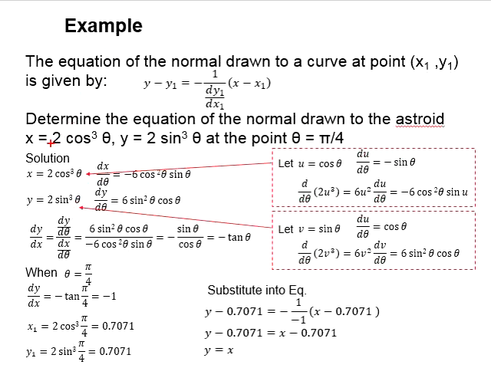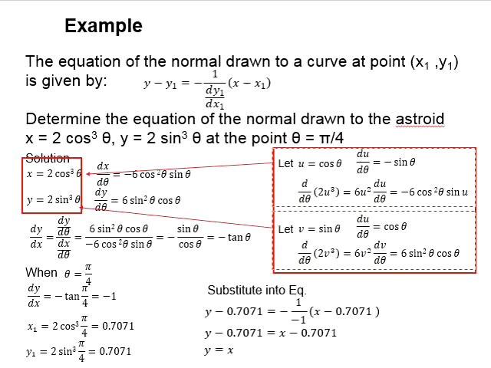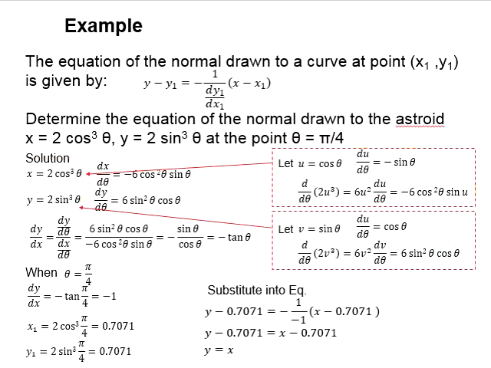To solve the question, first you need to write down the equations for x and y. By looking at the equations here, you know that there are functions within functions for both the x and y functions. To differentiate x and y, you will need to use the chain rule for functions within functions. Now, let u equal cos theta. du d theta will be negative sine theta.